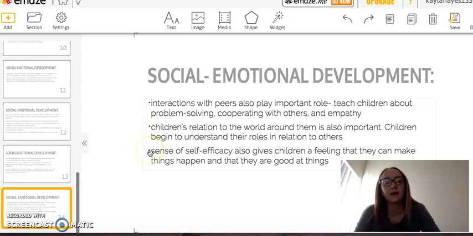And then lastly, we have a sense of self-efficacy. It also gives children a feeling that they can make things happen and that they're good at things. So if a child doesn't develop that sense of self-efficacy, they might start to have low self-esteem and feel kind of down. So yeah, that's a bit about Erikson's theories.